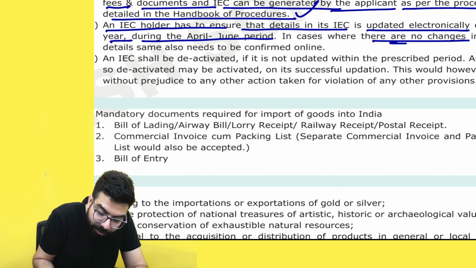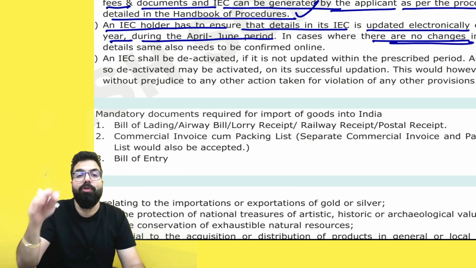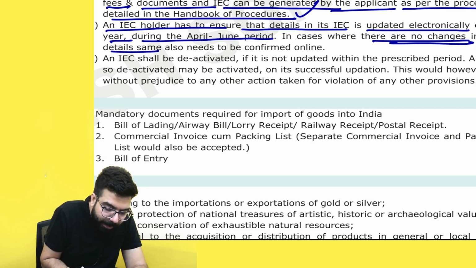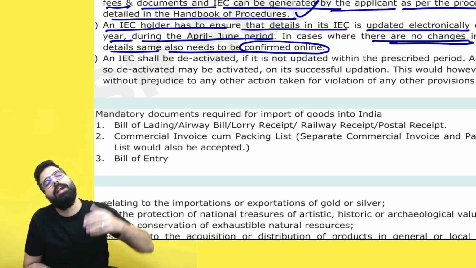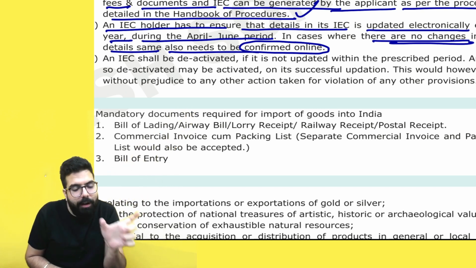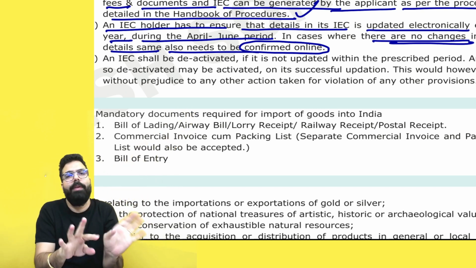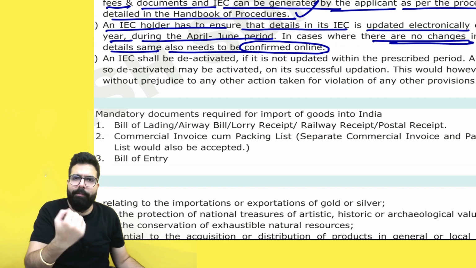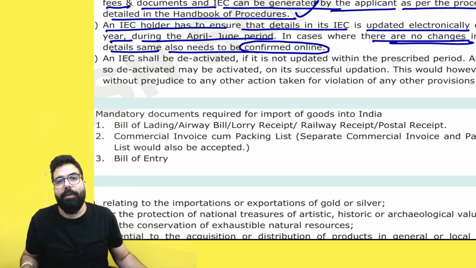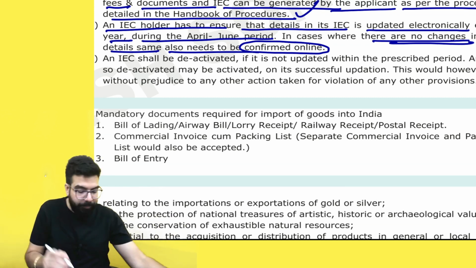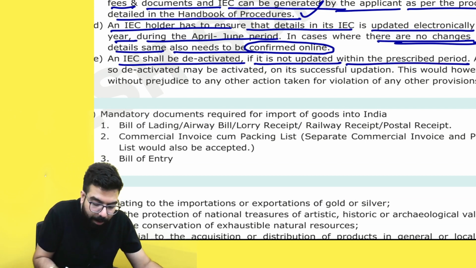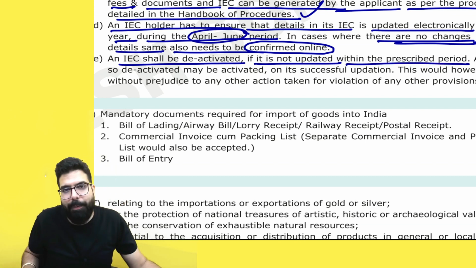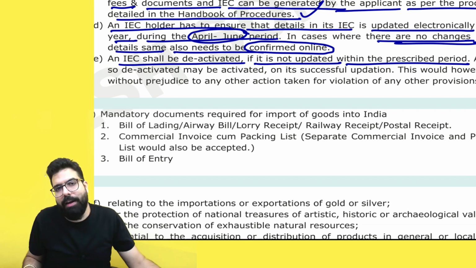Even if there is no change, no updation, still the IEC details need to be confirmed online. It means once the IEC is given, it is not that it will be valid for a lifetime. Every year you have to go online and validate that these details are correct, or if there are any changes, make those changes every year from April to June. An IEC shall be deactivated if it is not updated within the prescribed period. The prescribed period is every year, April to June. You have to go online and update your IEC code.